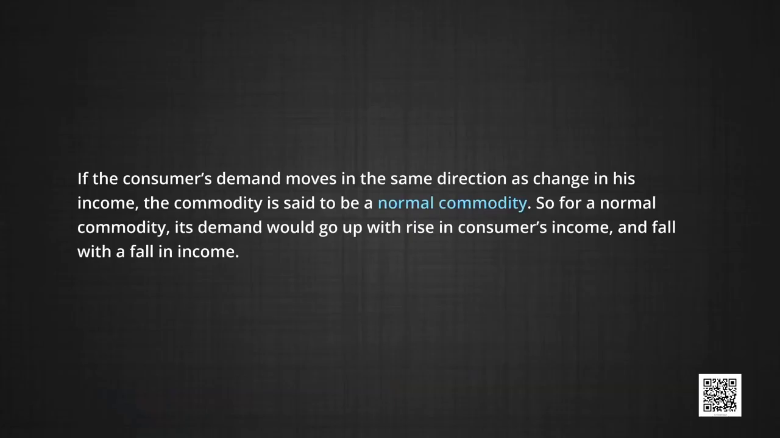Typically, when a consumer's income increases, the demand for commodities will increase. If the consumer's demand moves in the same direction as the change in his income, the commodity is said to be a normal commodity. So, for a normal commodity, its demand would go up with the rise in consumer's income and fall with a fall in income.